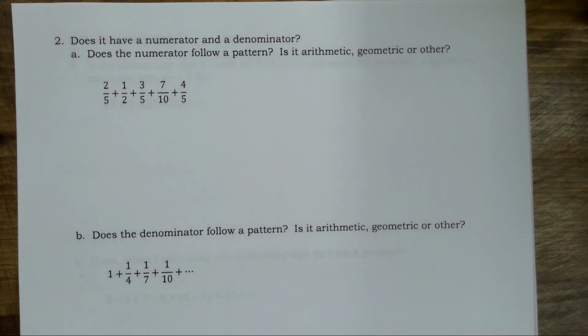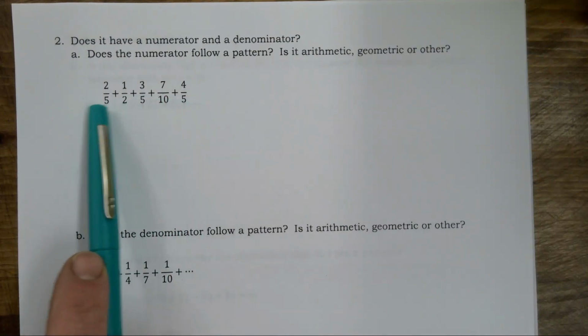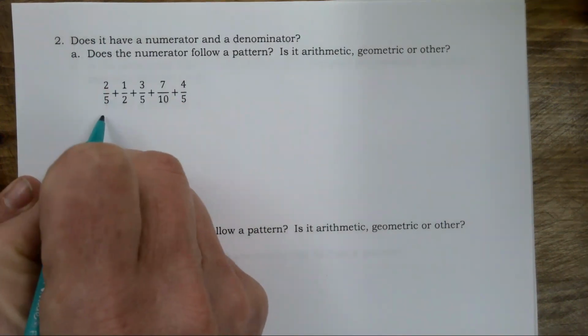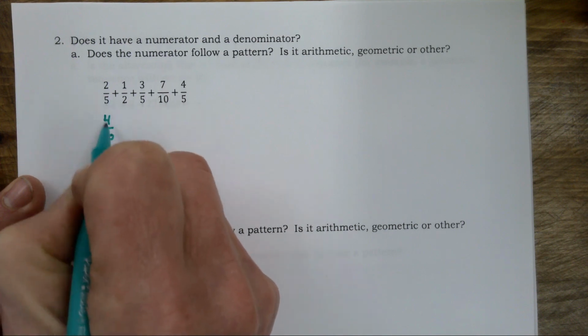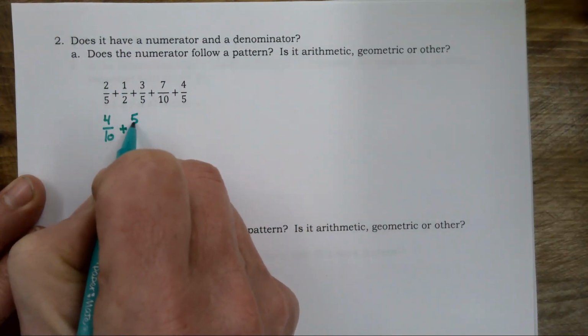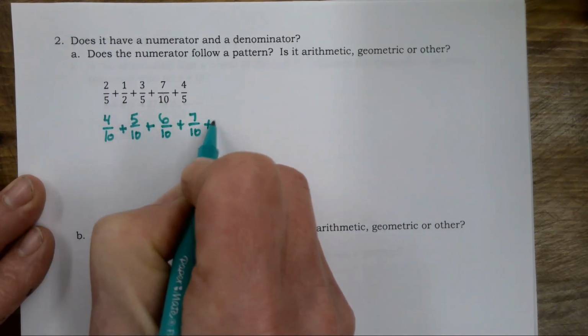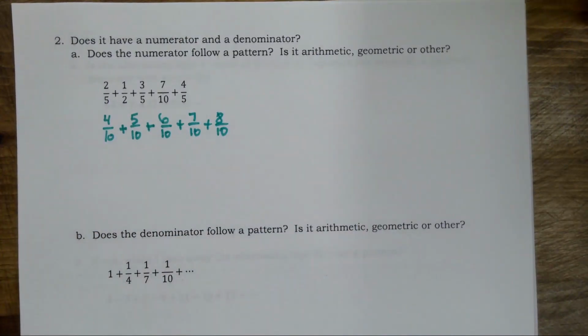And so in a problem like this one, I might start by trying to get all of these with a common denominator. So if I do, I get 4/10, because I multiplied the top and the bottom by 2, plus 5/10 plus 6/10 plus 7/10 plus 8/10. I am seeing a pattern. So it didn't look like a pattern at first. It didn't have perfect squares, perfect cubes. I didn't see anything there that made sense, but now I do.